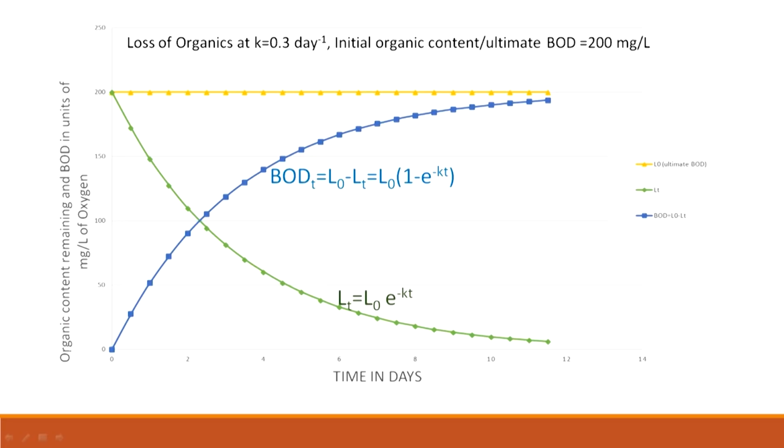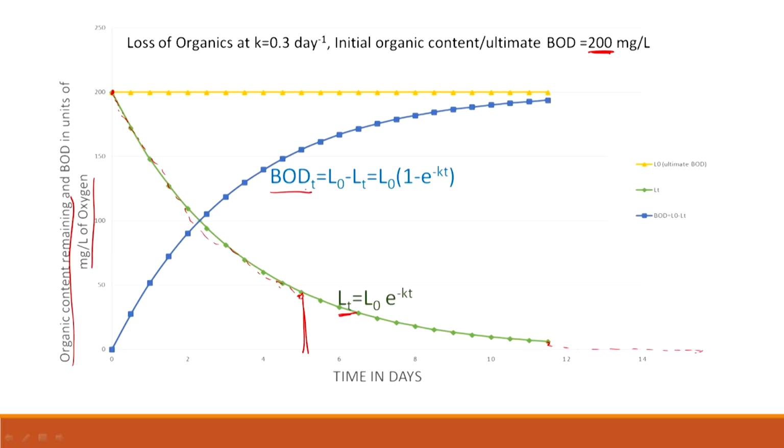Keep in mind that even for organic content remaining, the units are equivalents in terms of milligrams per liter of oxygen. First, LT is the organic content remaining. Initially at time equal to 0, it is obviously equal to 200 milligram per liter. As time progresses, the organic content is degraded by microbes in the presence of oxygen. So at BOD 5, this is what we are going to have, and if I run it for a longer period, say 12 days, or 20 days, all the organic content is going to be consumed.